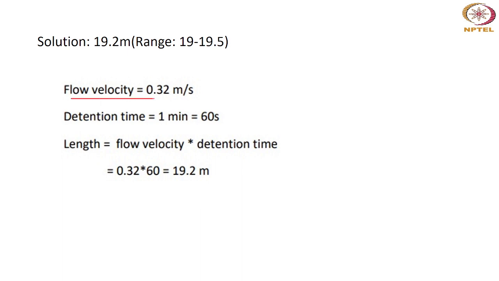So flow velocity is 0.32 meter per second, and detention time was 1 minute, that is 60 seconds. And length is very easy, right? You just need to multiply flow velocity with detention time, and you will get your desired answer as 19.2 meter.